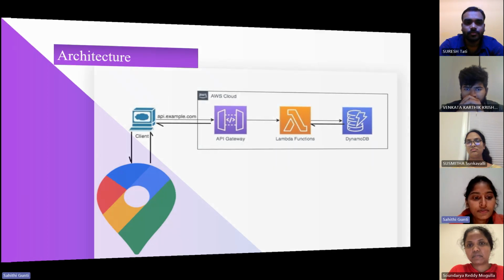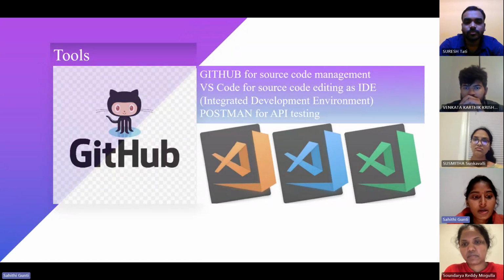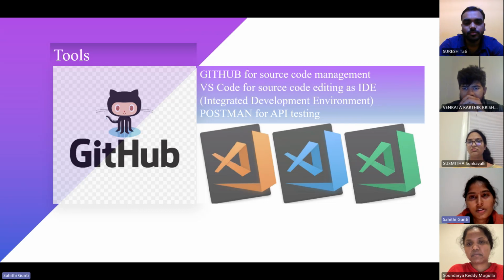Coming to the tools, we use Git for version control and GitHub for source code version management, following a proper branching structure. We use the Postman client for API testing and VS Code as the IDE. We also use the DynamoDB console to check the data, etc.